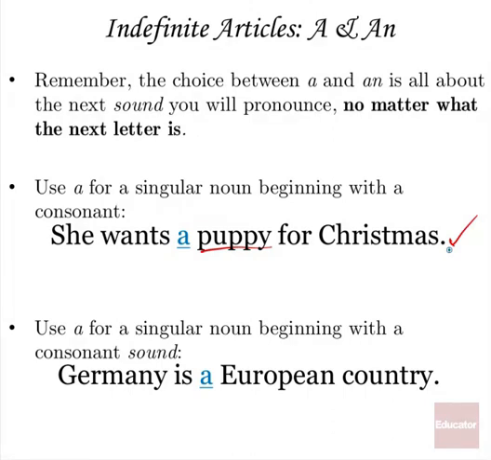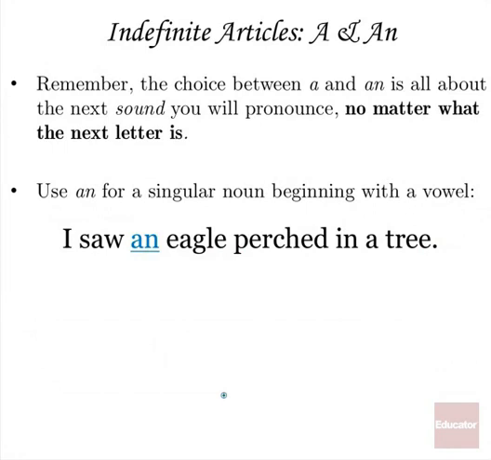So, Germany is a European country. Well, European starts with an E, which is a vowel, but it sounds with a y sound, which is a consonant sound. It's the Y as consonant sound. So, a European country. An European country just sounds strange. Use an for a singular noun beginning with a vowel. I saw an eagle perched in a tree.